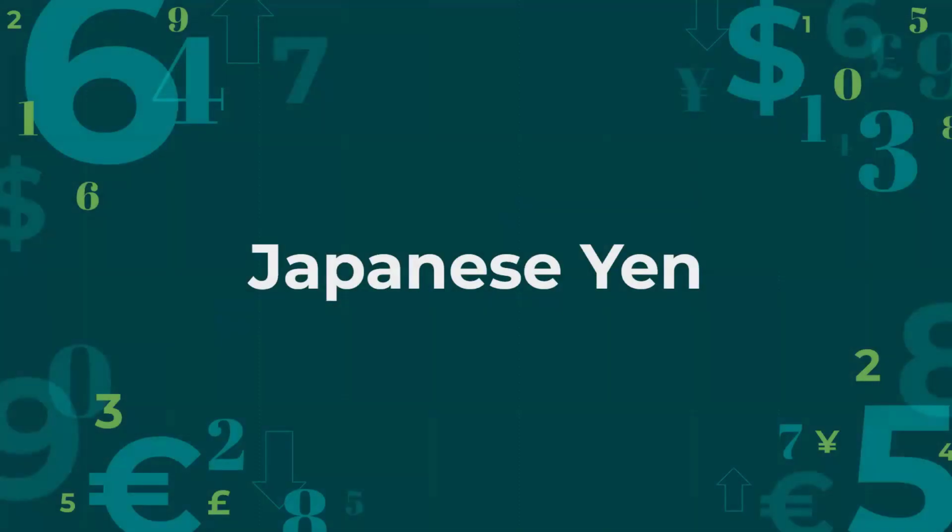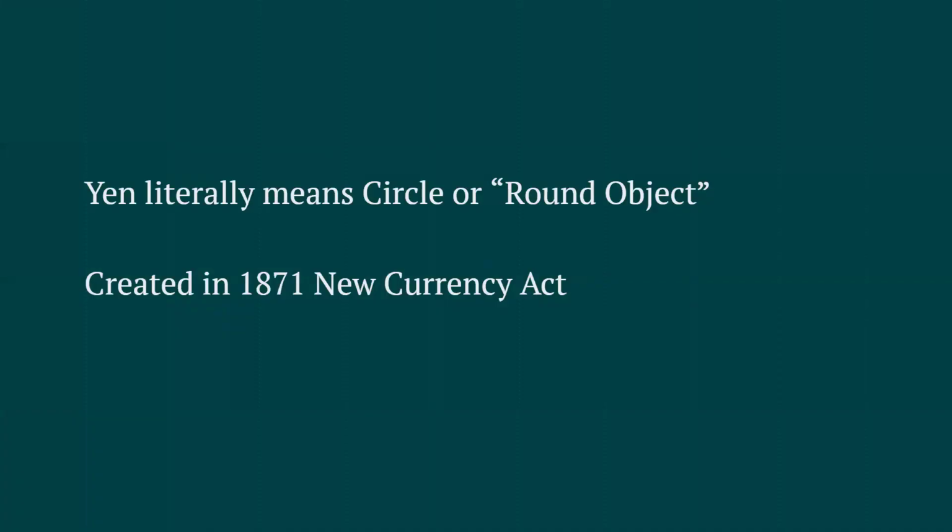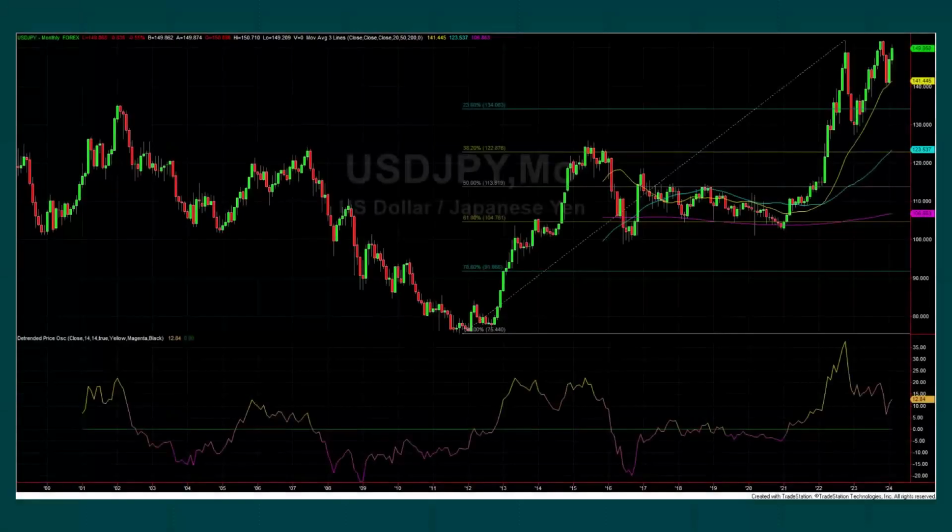So, the Japanese yen. Believe it or not, yen actually literally means circle or a round object, and it was created in 1871 under their new Currency Act. They used to be on the gold standard, but like anything else, everybody went away from those gold standards. So you see, this is the US dollar against the yen. Again, in the beginning, remember the dollar was getting weaker against all the currencies. But look what has happened in the last 3 or 4 years.